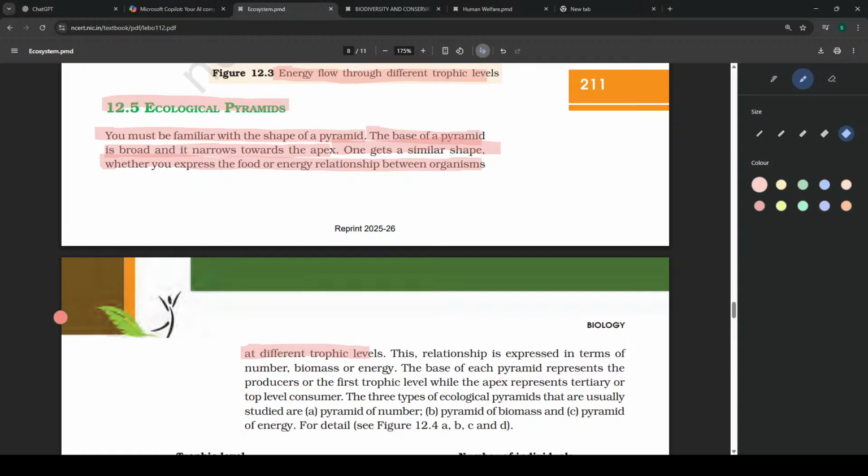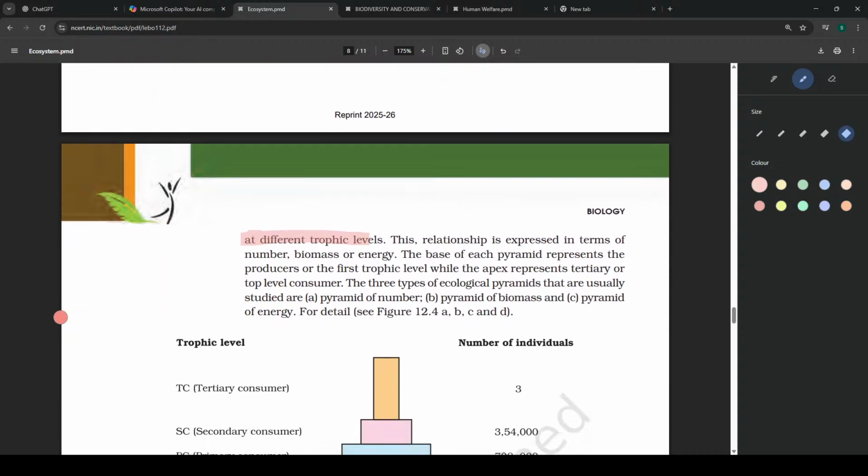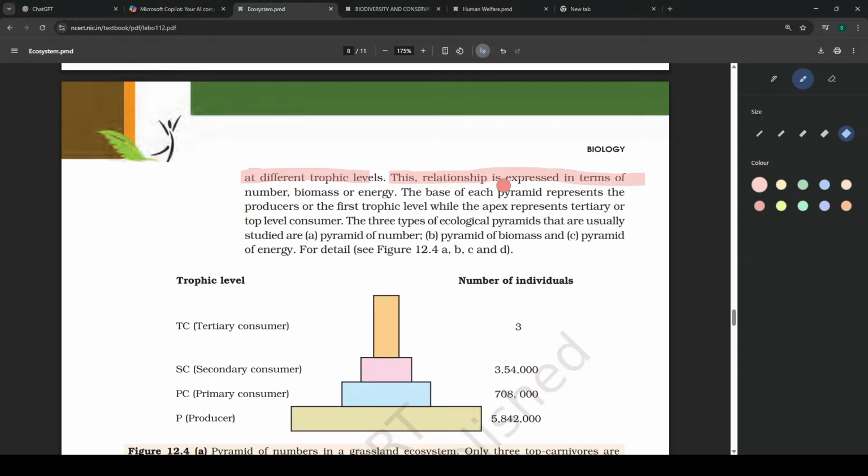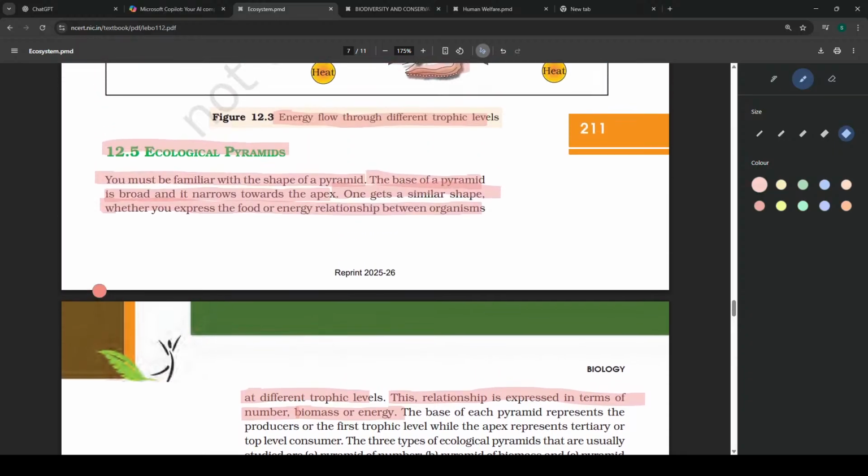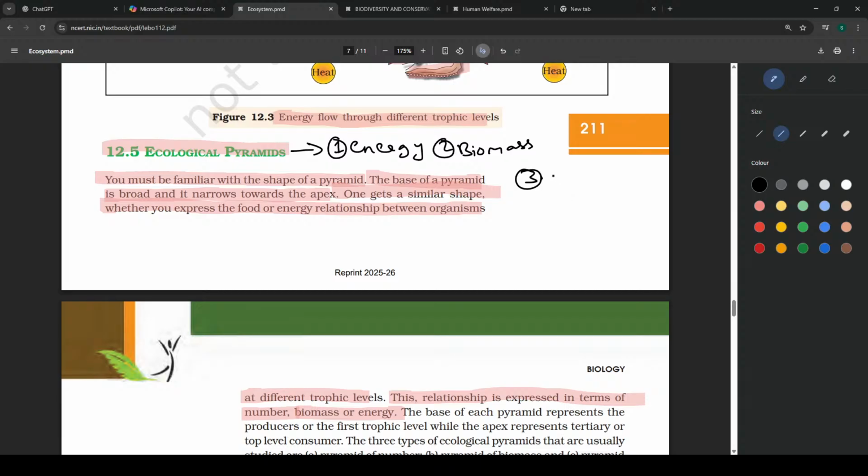We studied about the trophic levels. Now we want to express them in terms of pyramids, or in terms of their energy relationship. When we express them like that, it will be the shape of a pyramid. This relationship is expressed in terms of number, biomass and energy. Ecological pyramids are a schematic representation of mainly three categories. The most common categories are: one, energy relationship; two, biomass; and three, number of organisms.